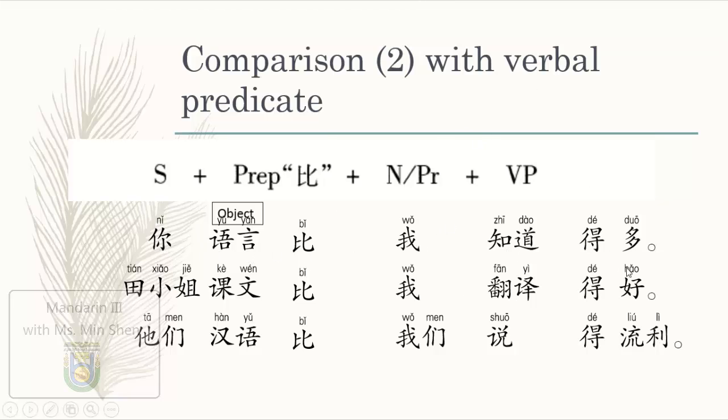你语言比我知道的多. You, language, comparing to me, know a lot. So you know more languages than me. 田小姐课文比我翻译的好. So comparing to me, 田小姐 translates texts better than me. 他们汉语比我们说的流利. They can speak Mandarin more fluently than us. So don't forget, if you have any object in a comparison with a verbal predicate, you should put the object after the subject and before the comparison.